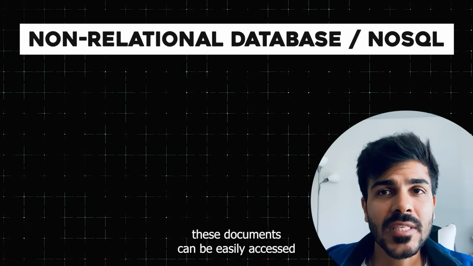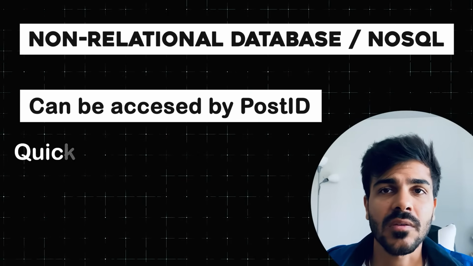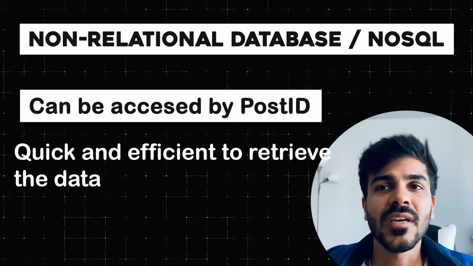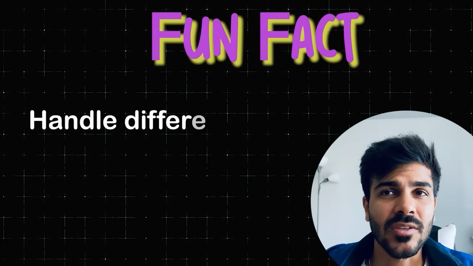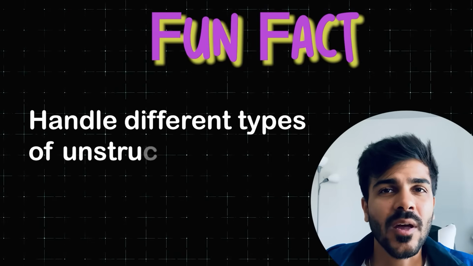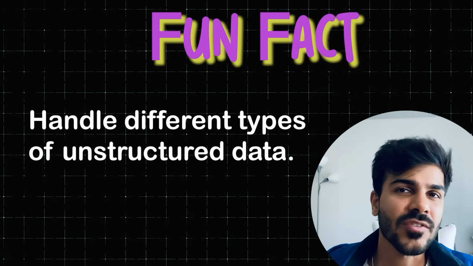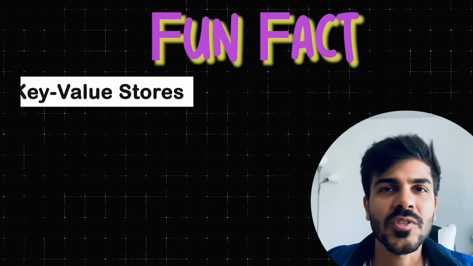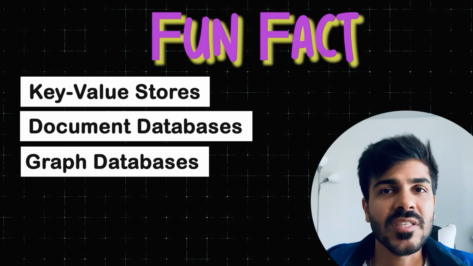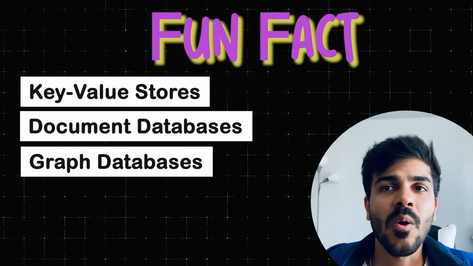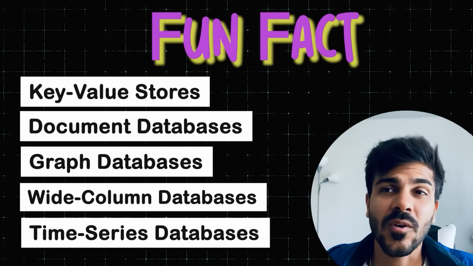Plus, these documents can be easily accessed using a key, like a post ID, for instance, making it quick and efficient to retrieve the data you need. Cool fact, NoSQL databases aren't just one type. There are various kinds, each designed to handle different types of unstructured data. We have key value stores, document databases like the one we looked at, graph databases for storing relationships, wide column databases, and even time series databases for tracking the data over time.